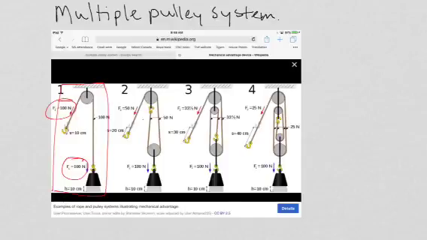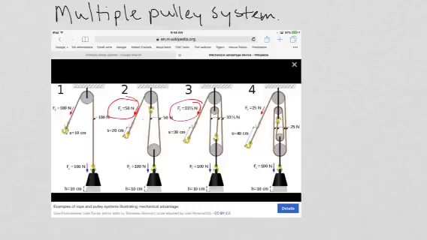But as soon as we start to add multiple pulleys, that means more than one pulley, we see that our load force stays the same throughout, 100 newtons. But look at what happens with 2 pulleys. Cuts it by half. 3 pulleys, 1/3 of the force required. 4 pulleys, 1/4 of the force. So here's the deal. The more pulleys you have, to a certain extent, the less effort you will have to put into it.